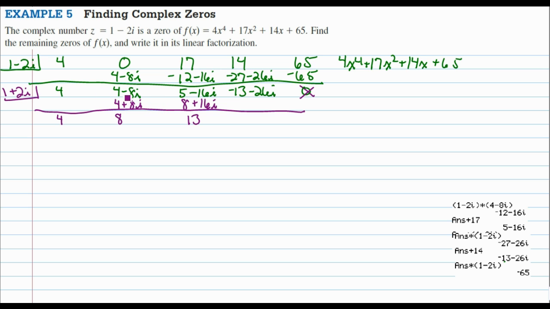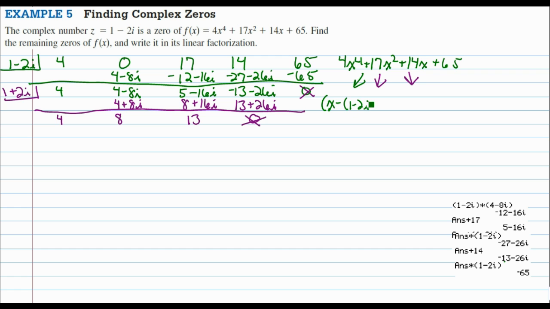Now again, I distribute the 13, so I get 13 plus 26i. This time I get 0 all around, which is good because that means that 1 plus 2i is also a zero. Now I can start to write down my factorization. I did 2 different synthetic division steps, so I broke it into 3 different pieces.